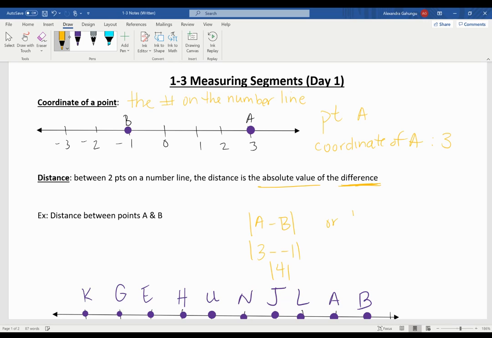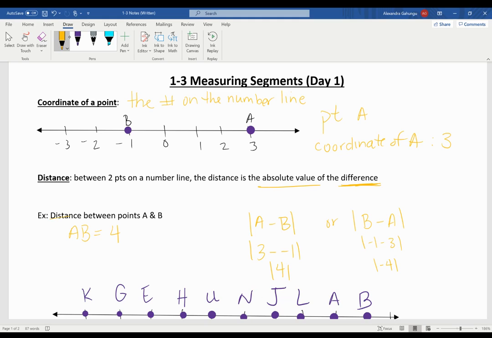You can also do the difference of B and A, so you can subtract. And the absolute value allows us to get the same answer no matter how you subtract it. So you can get -3 minus 1, and the absolute value of -4 is the same as the absolute value of 4. So the distance between points A and B is 4.